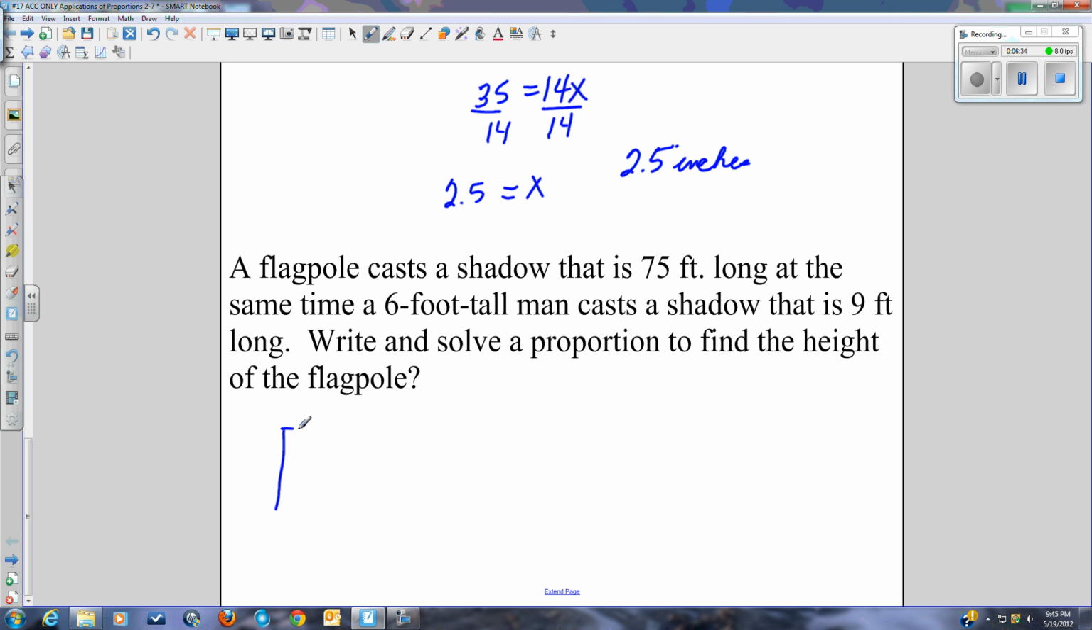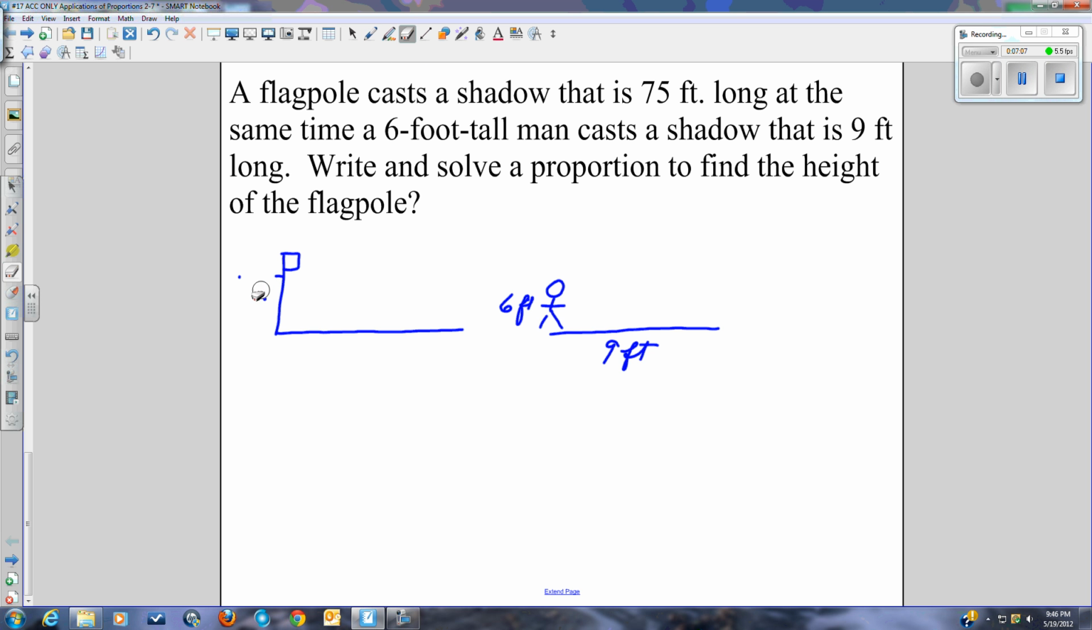Okay, so let's see. Here's our flagpole, and it's casting a shadow. And then we have a man who's standing here casting a shadow at the same time. And this man is 6 feet tall. He's casting a shadow that's 9 feet long. Obviously, this isn't drawn to scale. And we want to know, oh, I'm sorry, the shadow is 75 feet long. I have that in the wrong spot. So the shadow is 75 feet long, and we'd like to find the height of the flagpole.